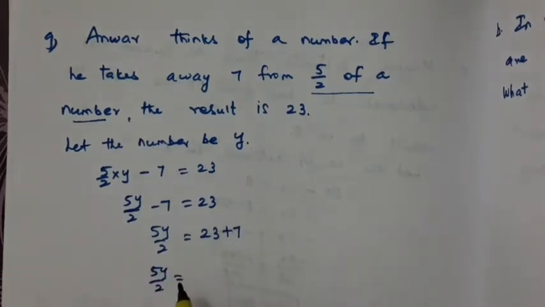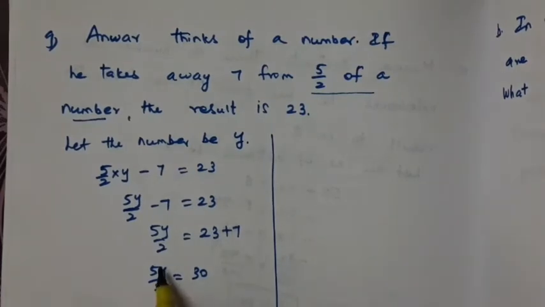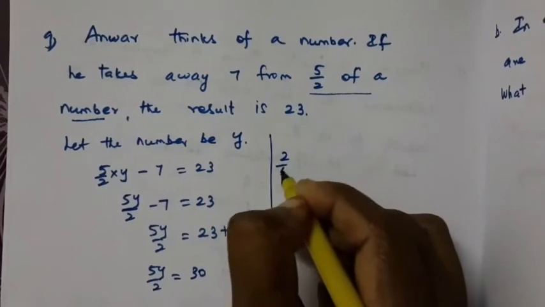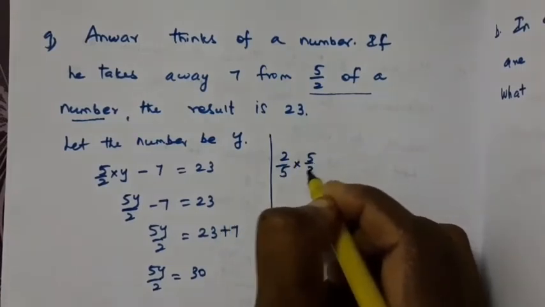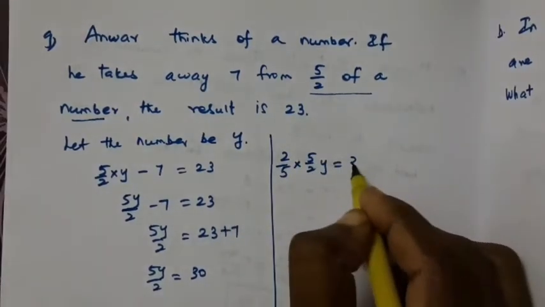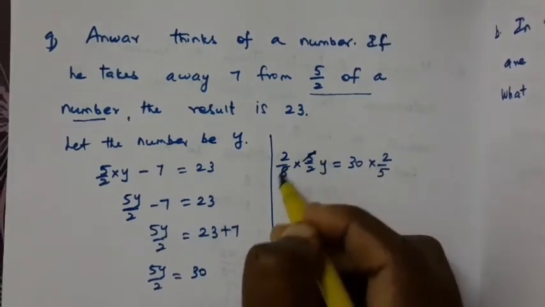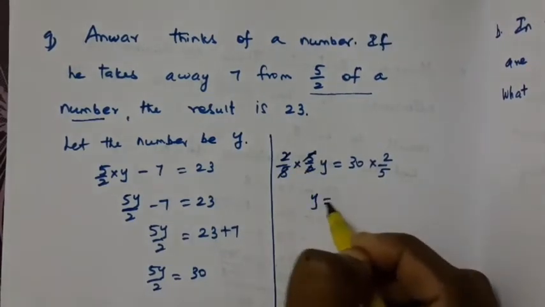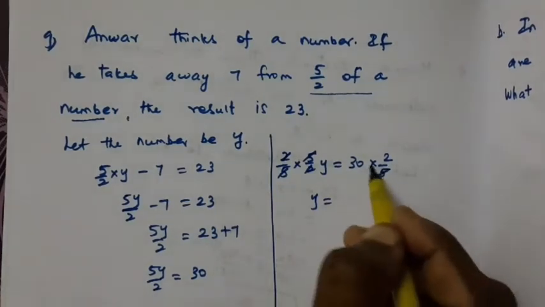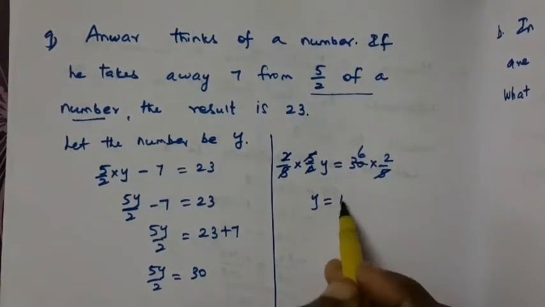5y by 2 equal to, here this is 30. Okay, now I am going to multiply it by 2 by 5, which is the reciprocal of 5 by 2, that is 2 by 5, on both sides. 2 by 5 multiplied by 5 by 2 y equal to 30 multiplied by 2 by 5. So y equal to 5, here it was 6, so y is 12.